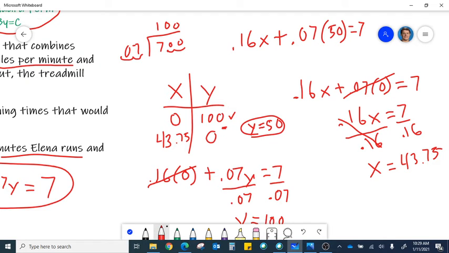Alright, so if y is going to equal 50, then we can plug that in and we can say 0.16x plus, well, what's 0.07 times 50? Well, I know it's 35 something, right? So there's two decimal places. So 0.07 times 50 equals 3.5.